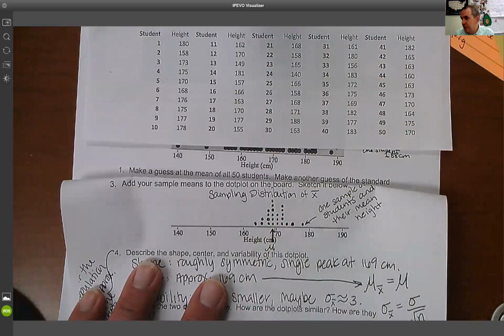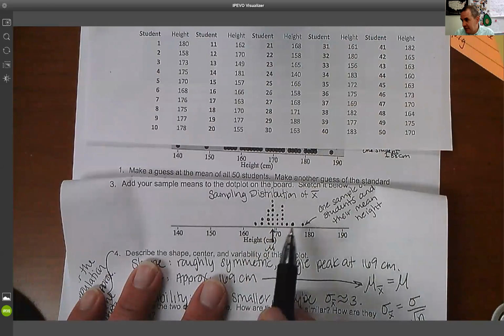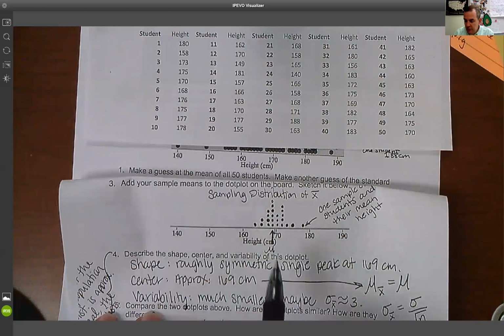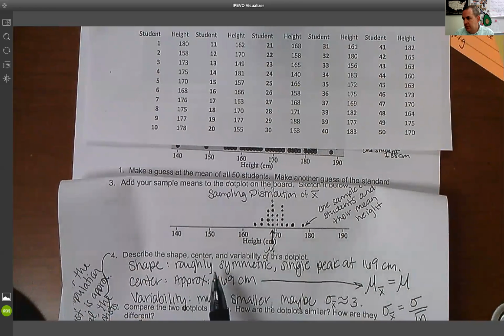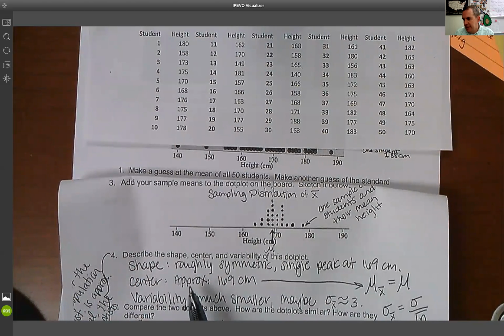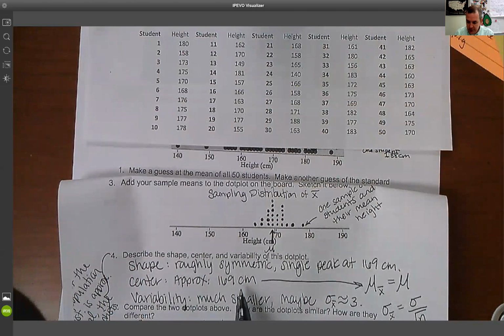So they all kind of center on 169, 170. Each one of those dots represents the mean of 4 students. So if we wanted to describe that shape, we'd say that that's probably roughly symmetric. It's got a single peak at 169. The center is about 169 centimeters.